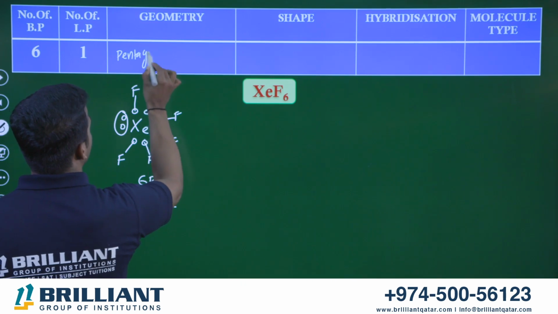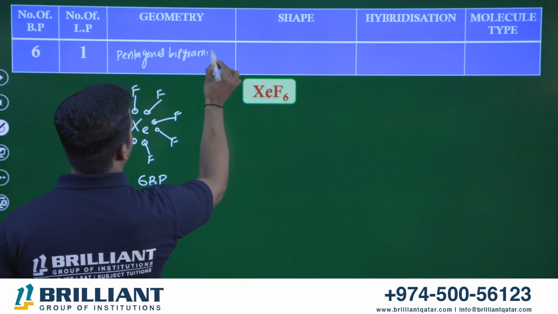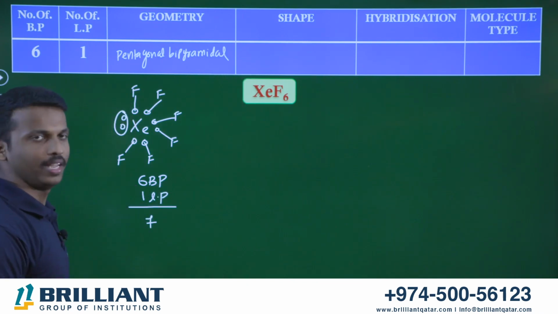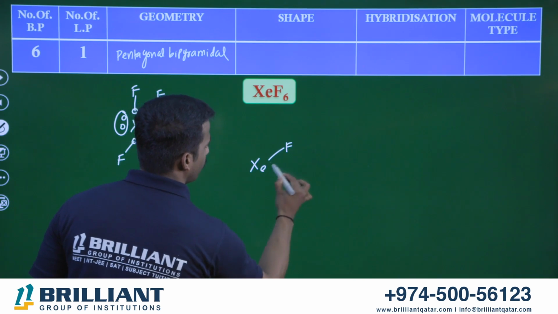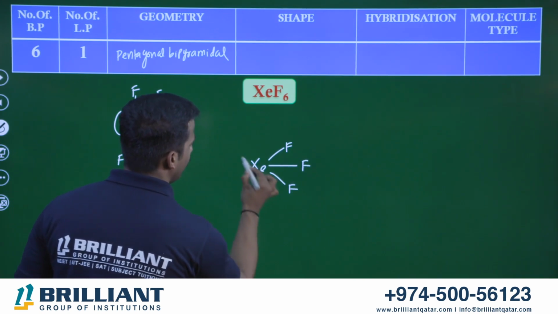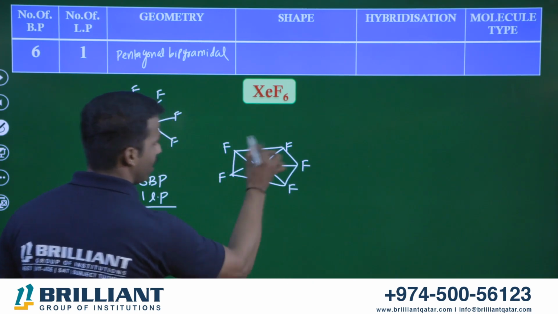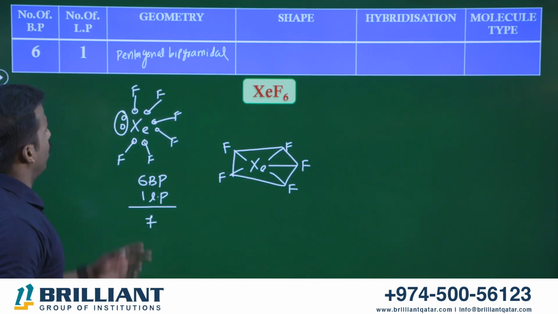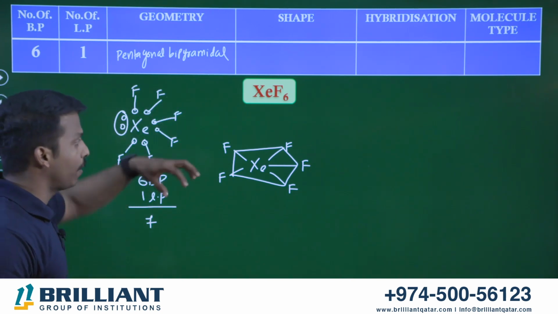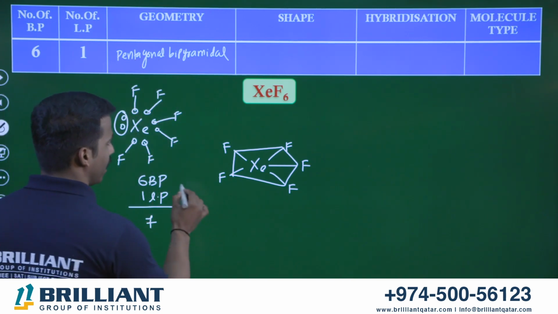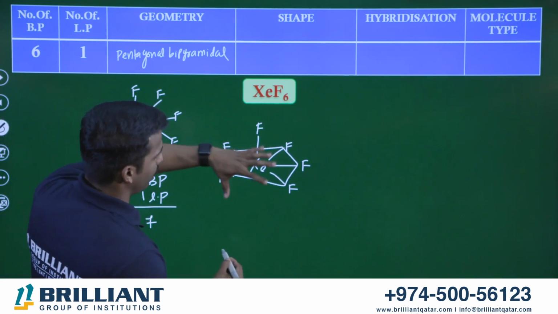Pentagonal bipyramidal geometry. Let me draw the pentagon first of all. Xe 1, 2, 3, 4, 5. Can you see? This is a pentagon, right? Pentagonal bipyramidal. Where is bipyramidal? 1 pyramid above, 1 pyramid below. What is that? Only 5 fluorines over. No, 1 more fluorine is there. Okay. So 1 pyramid is ready, no?